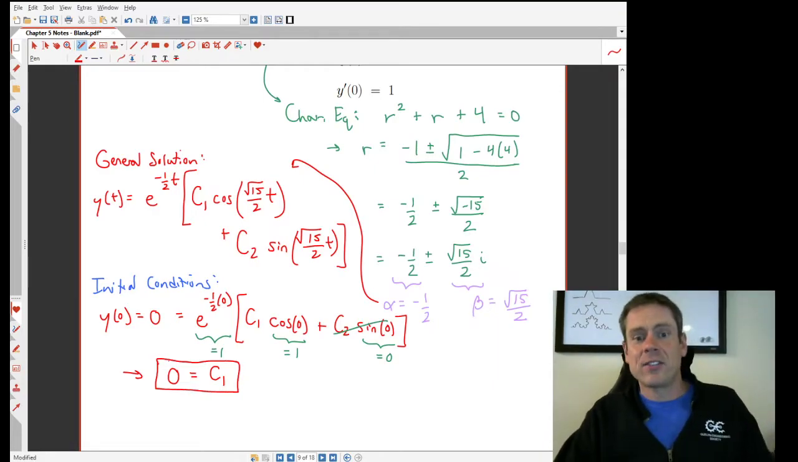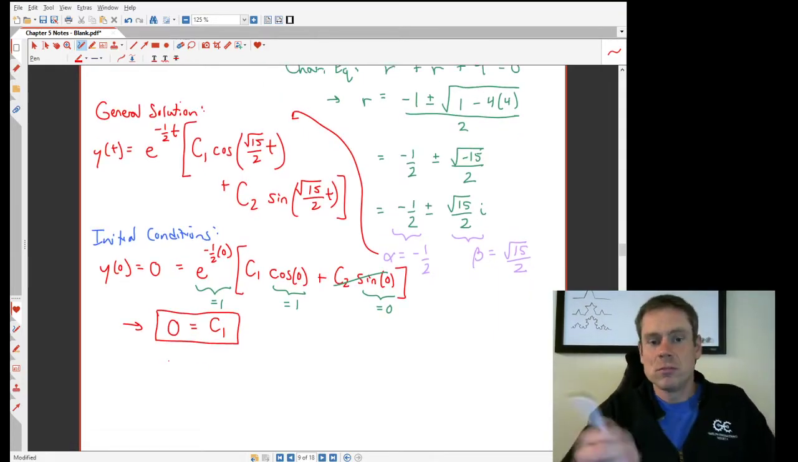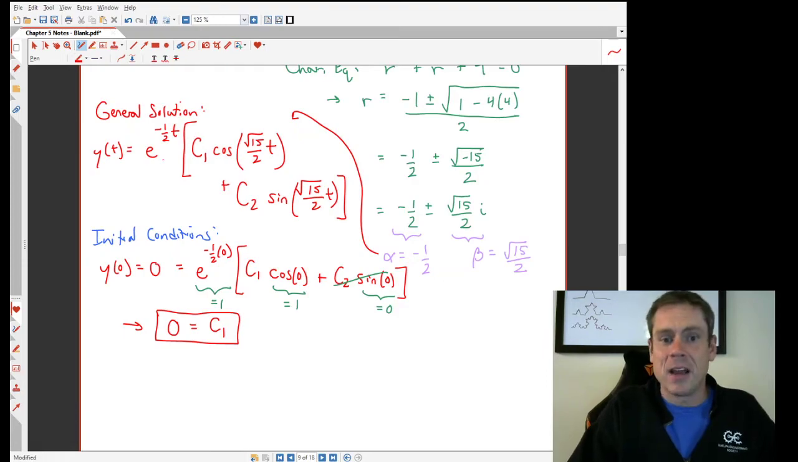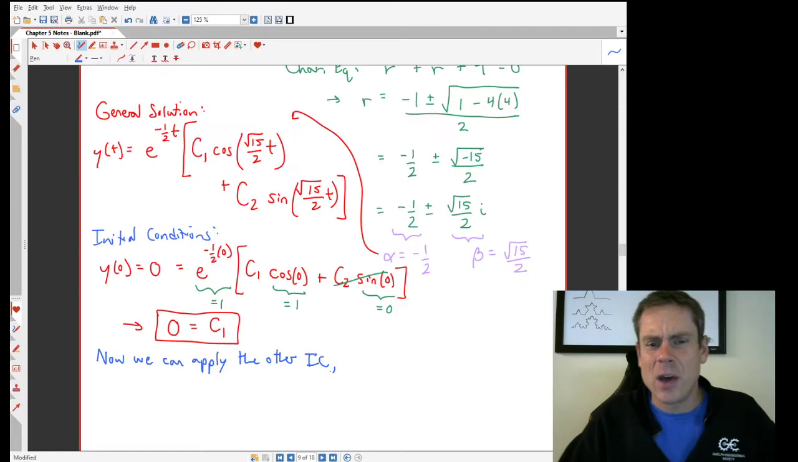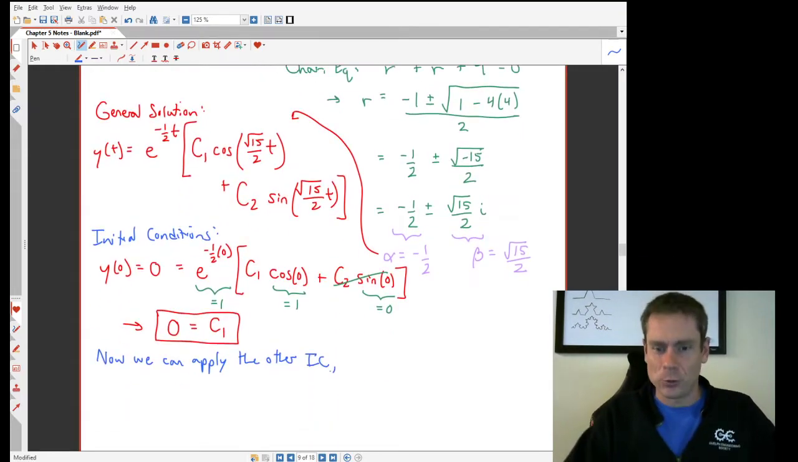So that's kind of nice. We can honestly take that and sub it back in there before we take the derivative here, which is really great. We need to apply the second initial condition now. So now we can apply the other initial condition, and that was y prime of 0 equals 1.